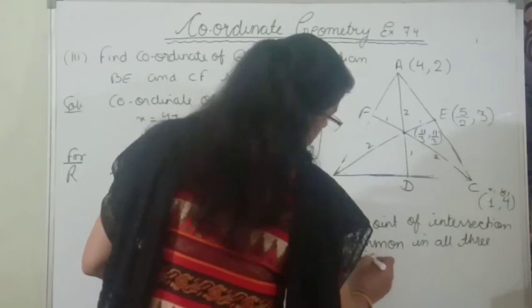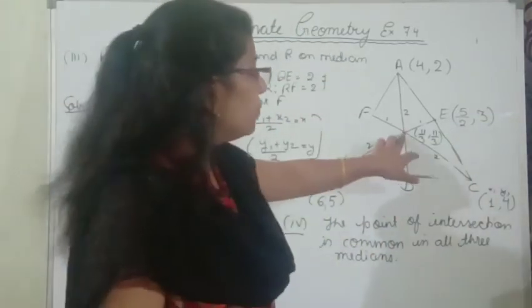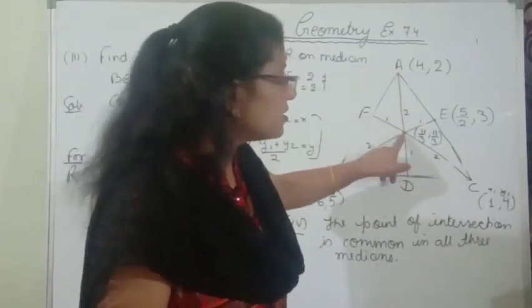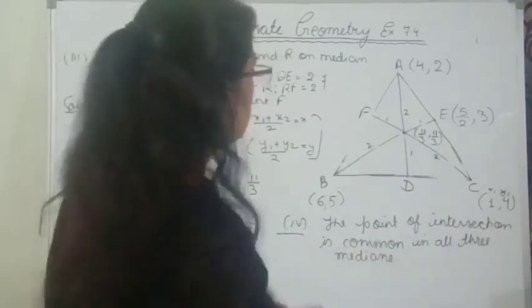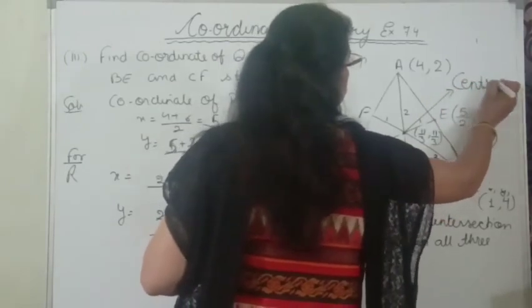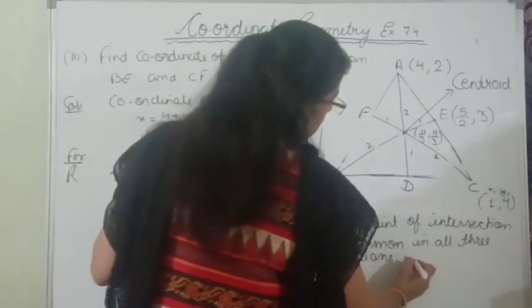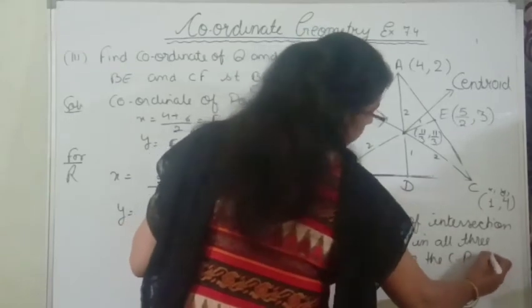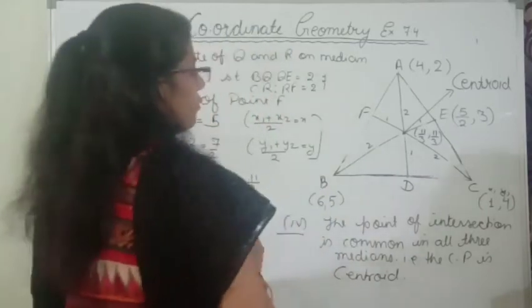Okay, so ये सारे medians में जो है point common है. And what is this common point called? Do you know? All three medians intersect at the same point. तो इस point को क्या कहते हैं? This point is called the centroid. So we will write that the common point is centroid. Okay, तो ये है centroid.